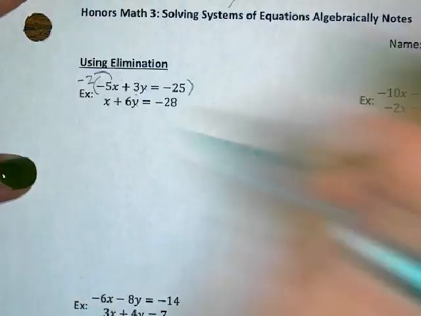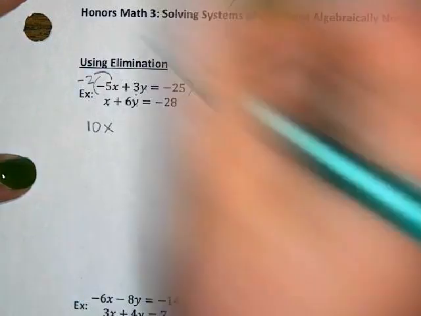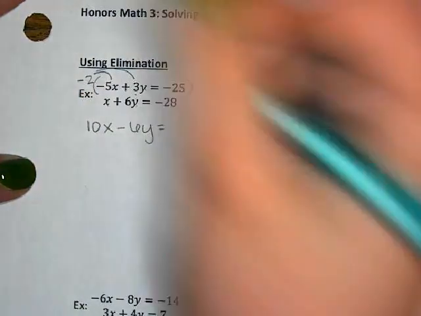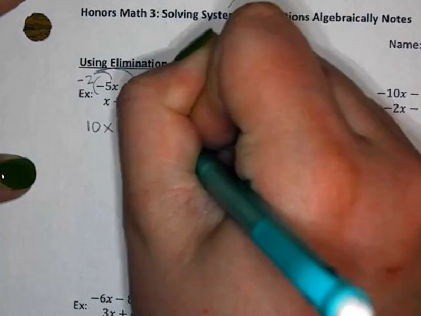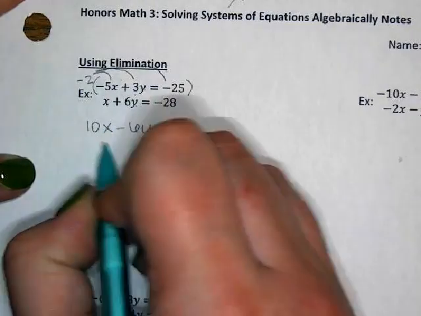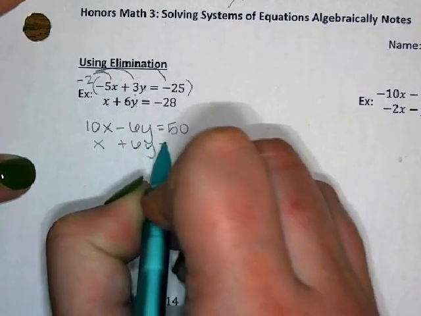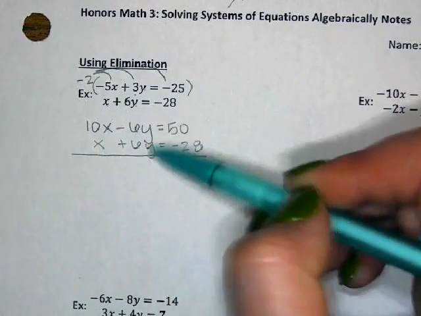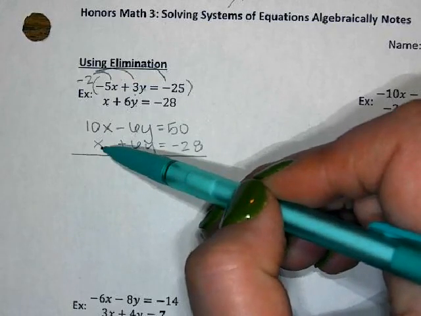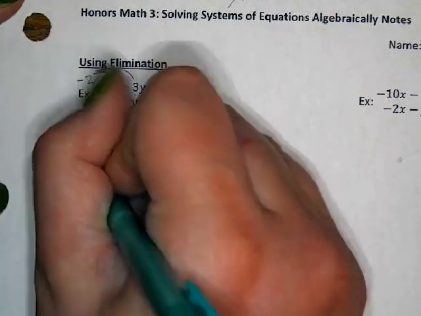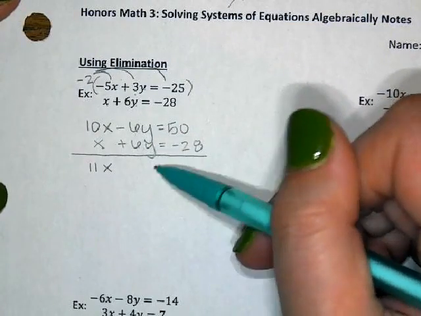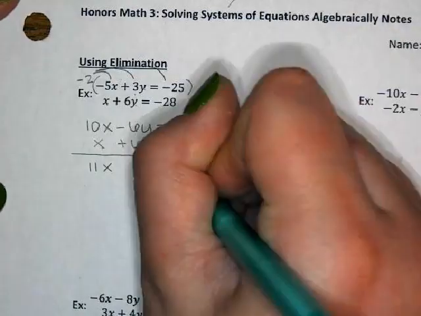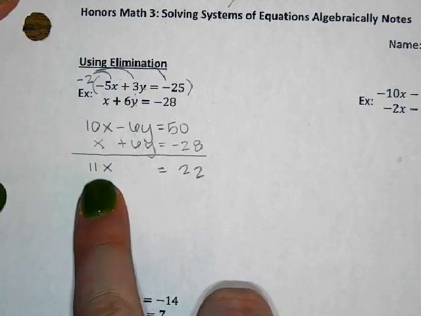So negative 2 times negative 5x is positive 10x. Negative 2 times positive 3y is negative 6y. Negative 2 times negative 25, positive 50. Okay, so that's the first line. The second line I'm going to leave exactly the same. And now I'm just going to add them straight down. So 10x plus 1x, 11x, negative 6y, positive 6y, nothing. 50 and negative 28, 22. So now I have the equation 11x equals 22.